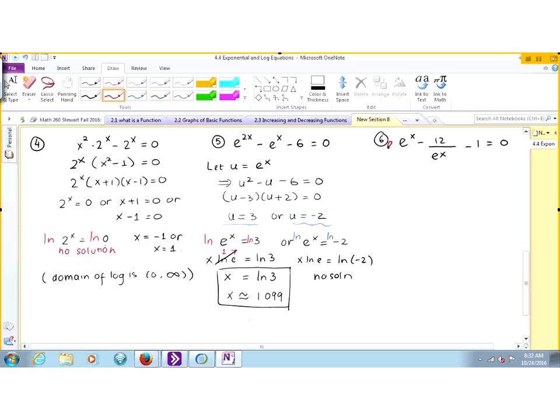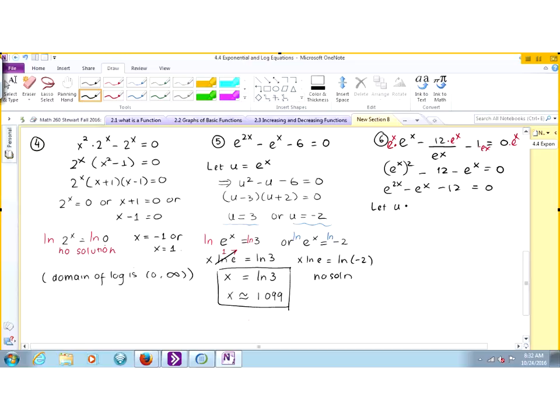All right, so let's multiply by e to the x. So what do we have? e to the 2x, or e to the x squared, which is the same as e to the 2x, minus 12 minus e to the x is equal to 0. So e to the 2x minus e to the x minus 12, you know what to do with this, don't you?